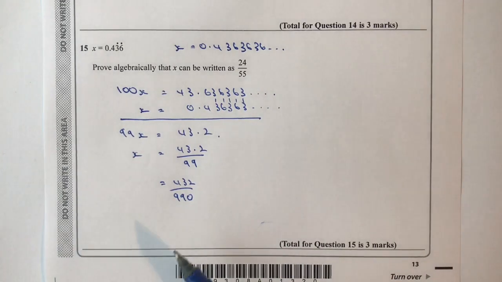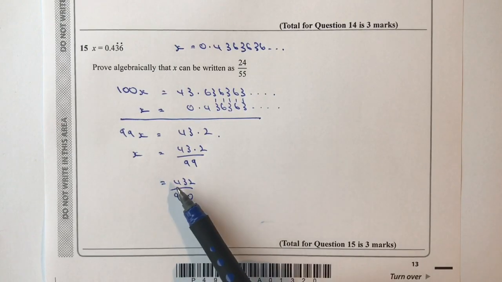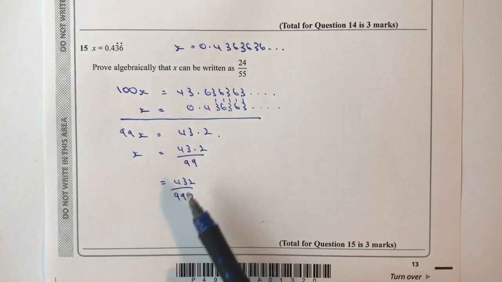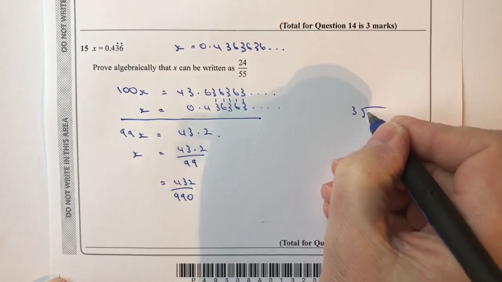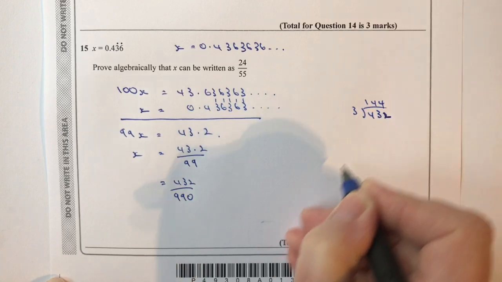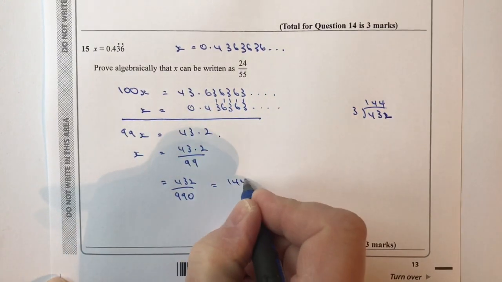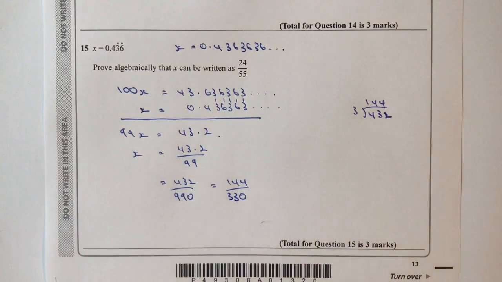Now I know the bottom can be divided by 3 because both of those are multiples of 3, but also if I add these digits up I get 4, 7, 9. Well, if the digits add up to a multiple of 3, it's also divisible by 3, and sure enough I can write 3 into 432 equals 144. So I could write that as 144 over 330. We're not quite there.